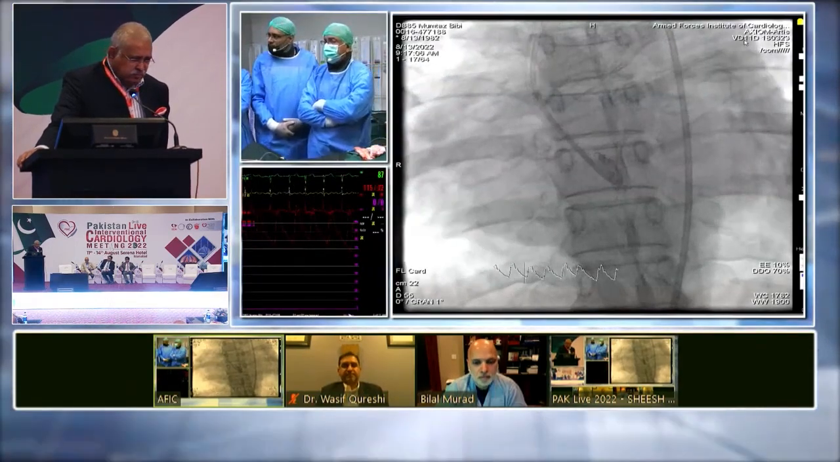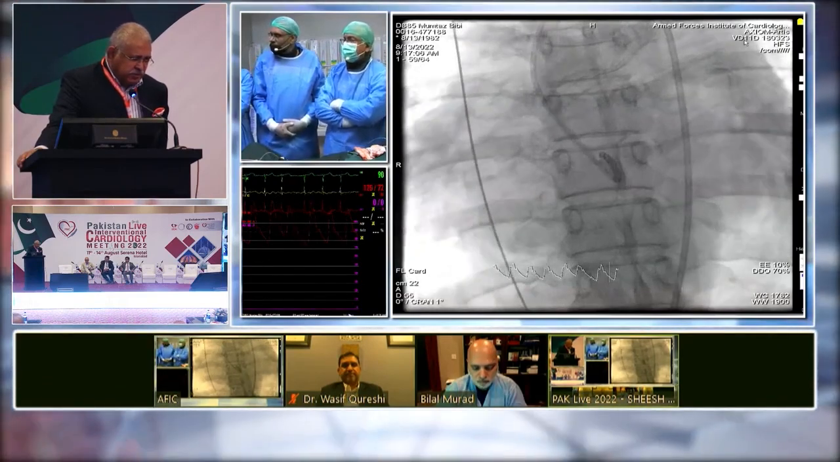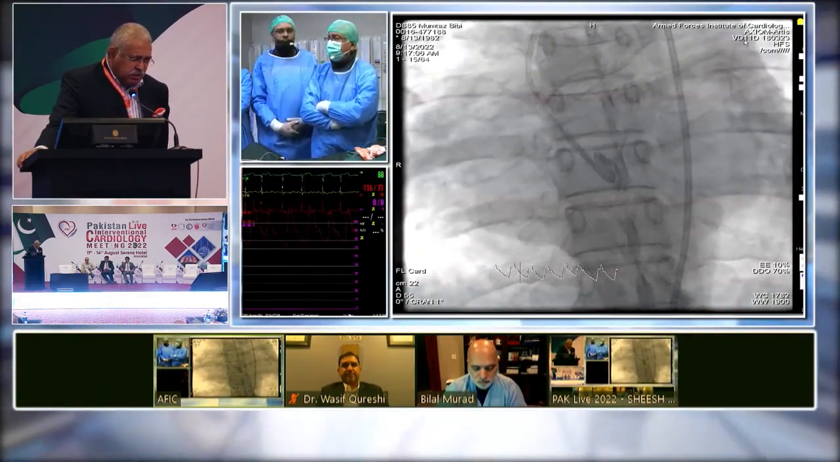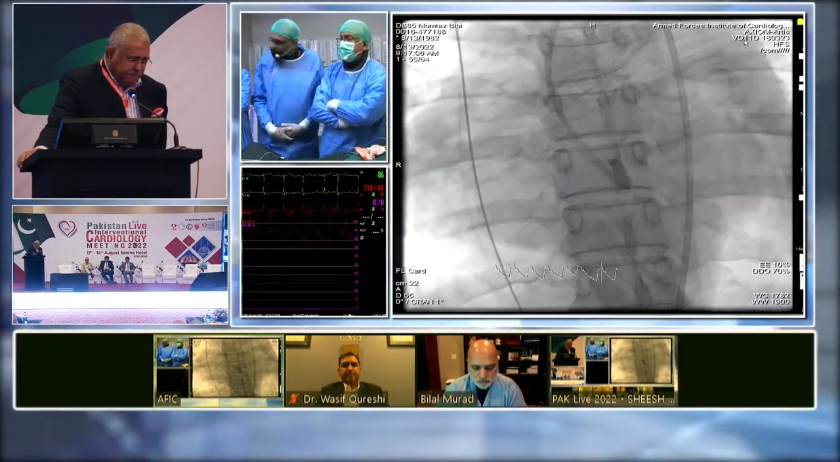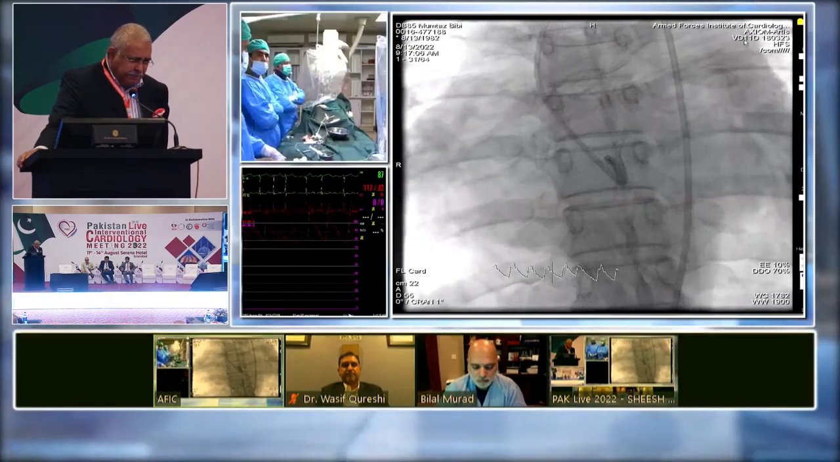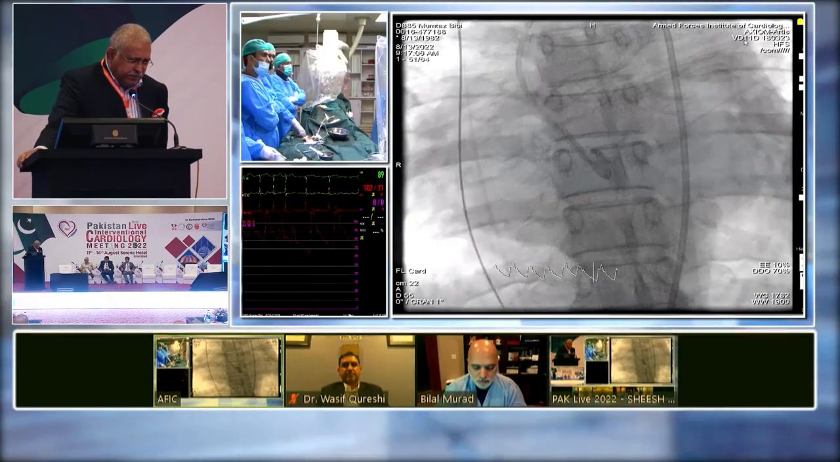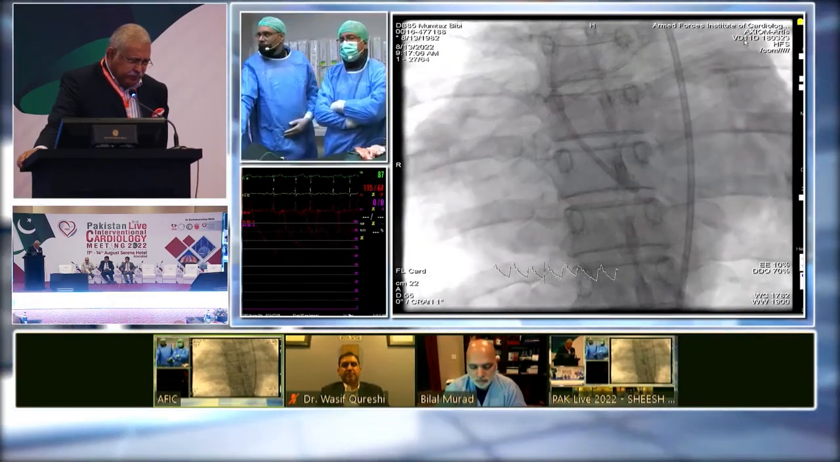Can you see the whole screen right now? Yeah, we can see the screen. Okay. So the pigtail is in the non-coronary cusp, and if you bring it like TAVI in an AP view, it will land in the non-coronary cusp. And now we've got a wire going up. Next, please.